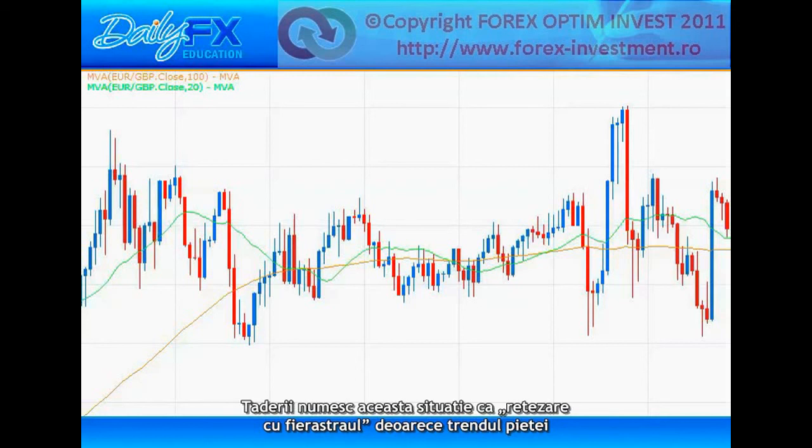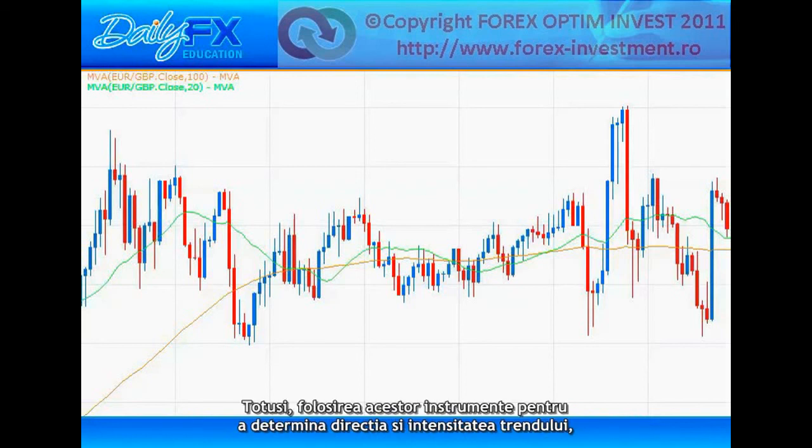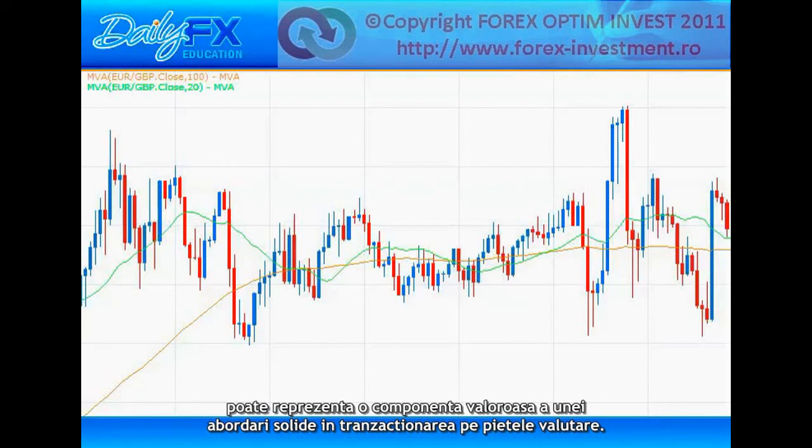Traders will refer to this situation as getting whipsawed, as the market seems to reverse as the signal to enter is generated. However, using these tools to help identify the direction and strength of the trend, and to also note possible support and resistance, can be a valuable addition to a solid approach to trading the FX markets.